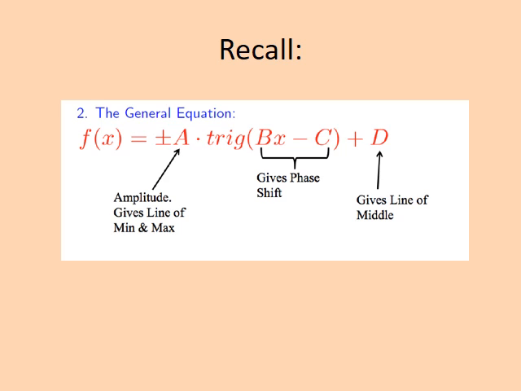In our previous class, we discussed how to find the amplitude, and we discussed how to use the b value to find the period. Remember that the period equals 2 pi over the absolute value of b. Today we will discuss bx minus c, which gives us the phase shift, and d, which gives the line of the middle.